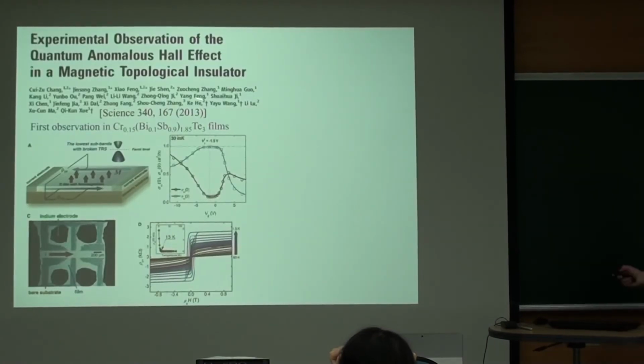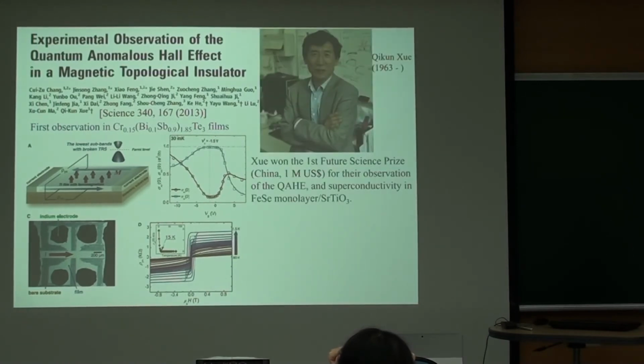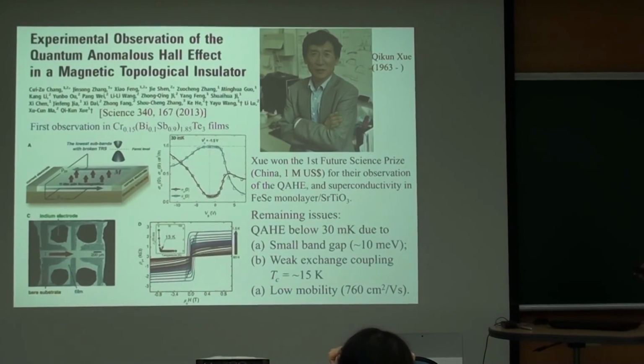Okay, and you know this now becomes famous. Then Zhong Fang and Xi Xue are collaborating. The Xue Qikun group spent 3 years designing this sample. Eventually, they confirmed the prediction that they see the quantum anomalous Hall phase. Now, why do I say all this? Everybody knows this, is it? Of course, this guy got the first Chinese Future Science Prize. But that's not my main point.